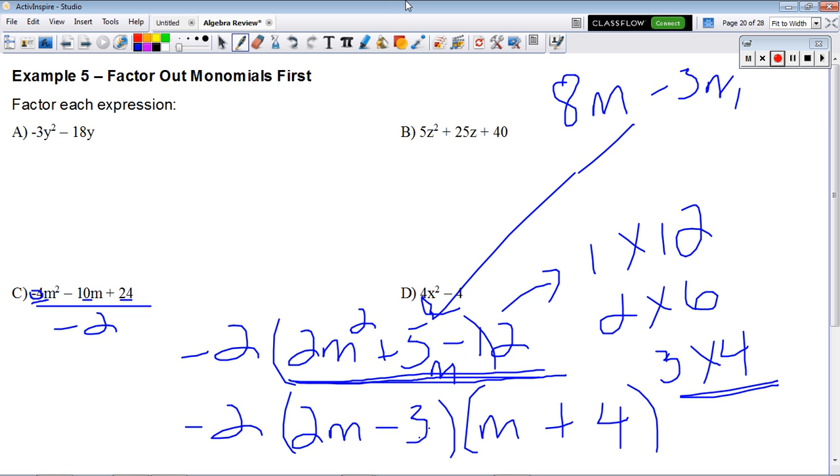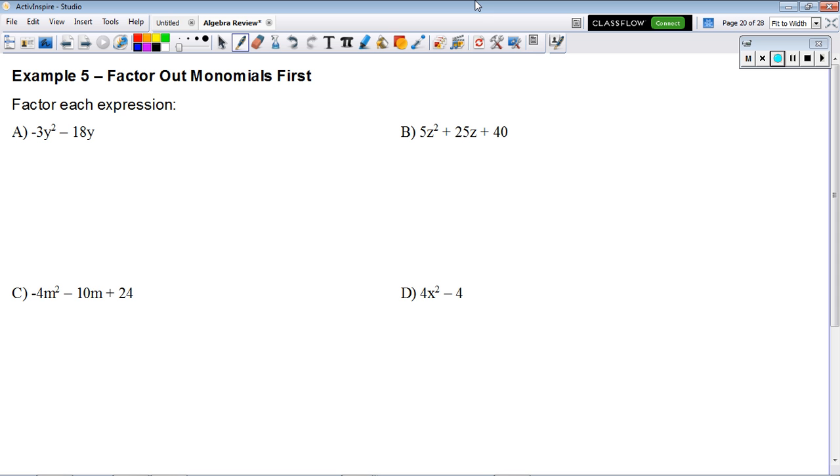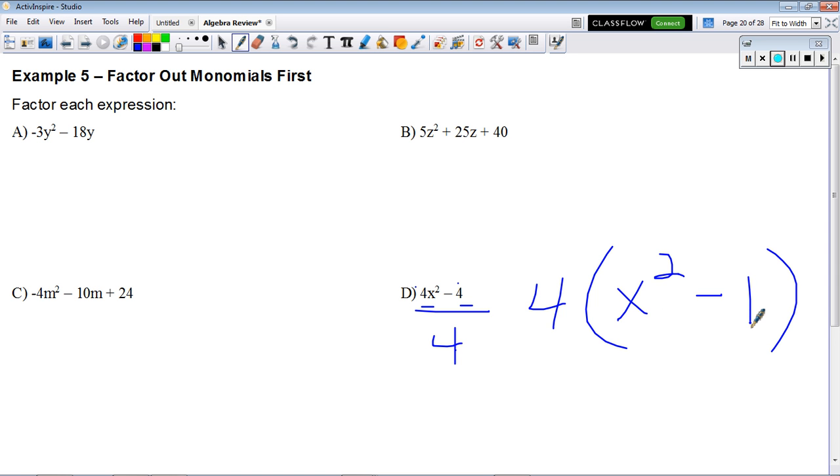So that's a lot of really good things involved with Part C, with greatest common factors, as well as some different things with factoring the result that you get once you factor out the greatest common factor. For Part D, notice the two terms here are both divisible by 4. So I'm going to divide both of these by 4. 4x squared over 4 would just be x squared, and then negative 4 divided by 4 would be negative 1.